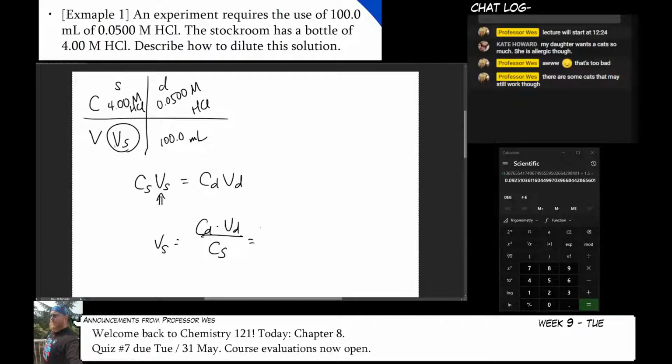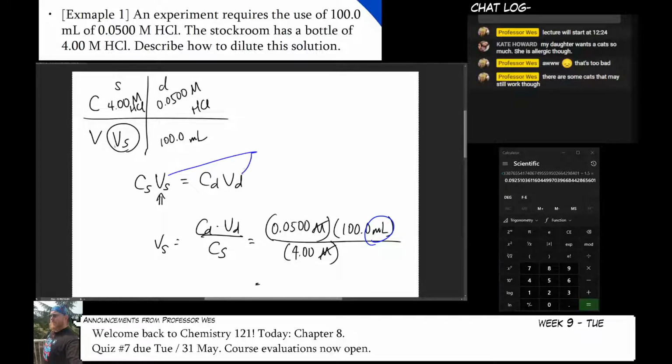So CD was 0.0500. The dilute volume was 100 milliliters. And the stock concentration was 4 moles per liter. Now you'll notice that the units just go whoop, they just cancel right out. And that the units of volume that I get will be whatever units I left in the expression.